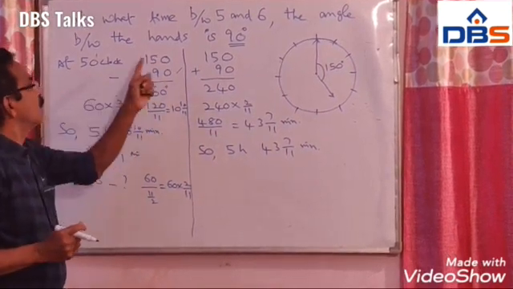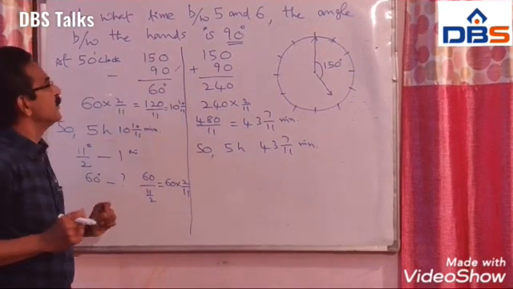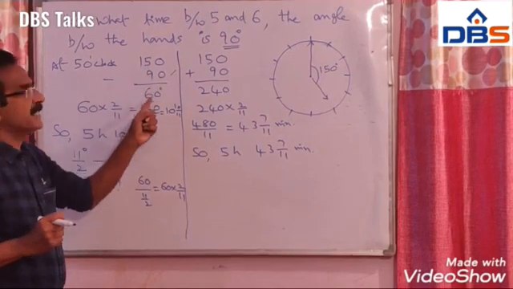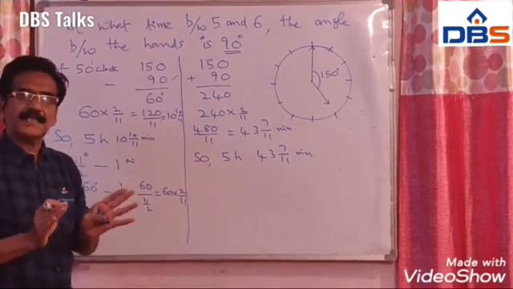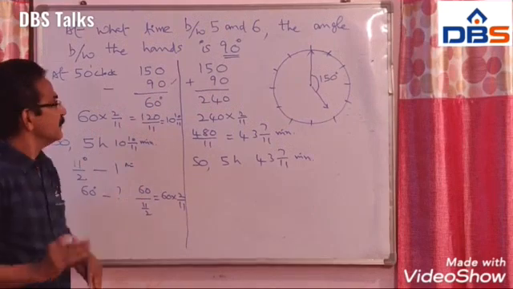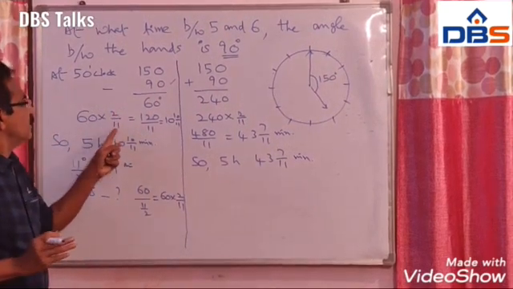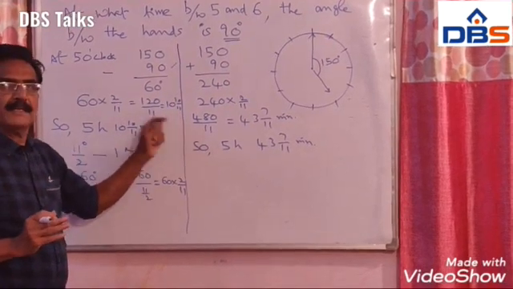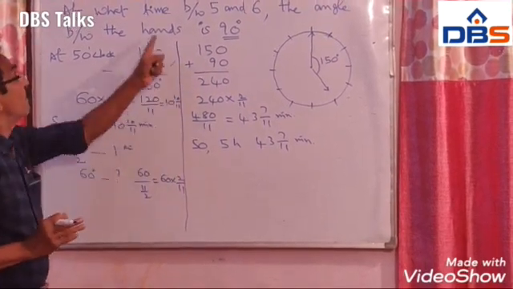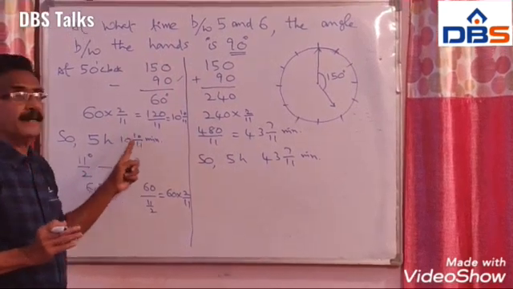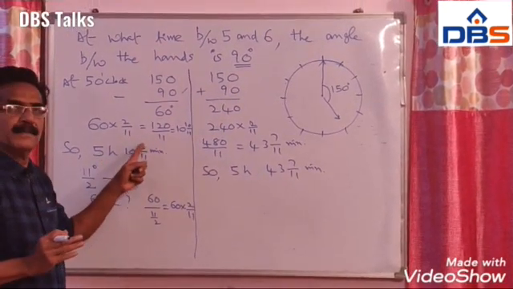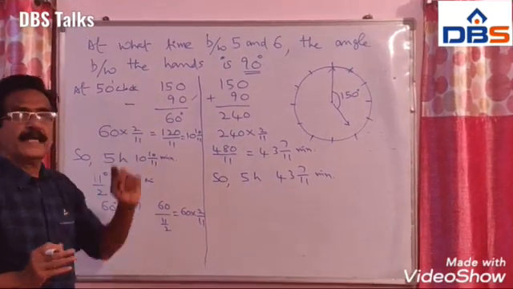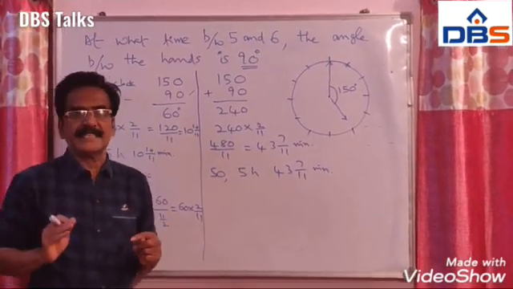So at 5 o'clock the angle is 150 degrees. We want the angle to be 90 degrees. So 60 degrees angle must be reduced so that 90 degrees angle will remain. 60 into 2 by 11, 120 by 11, 10 and 10 by 11. So at 5 hours 10 10 by 11 minutes, the angle between the hands will be exactly 90 degrees.